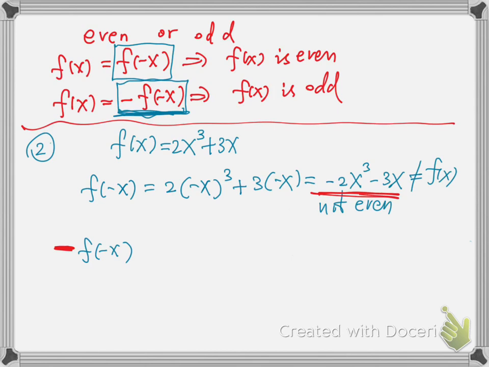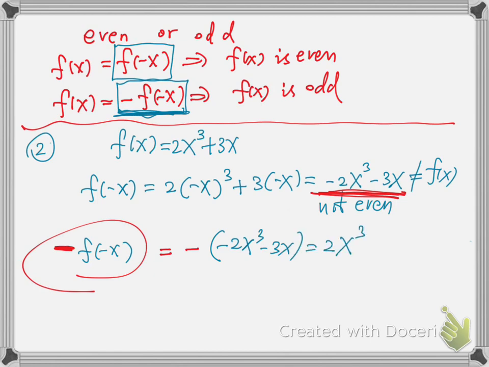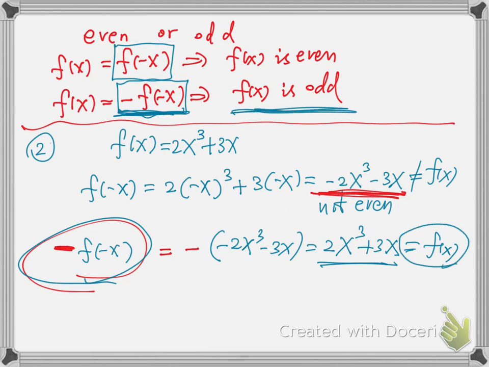You just change the sign of this function and you get the next one, right? So this will be negative of negative 2x cubed minus 3x, which is positive 2x cubed plus 3x. So this is exactly equal to f of x. So negative f of negative x is equal to f of x. That is an odd function, right? So the first one is neither, and this one is odd.